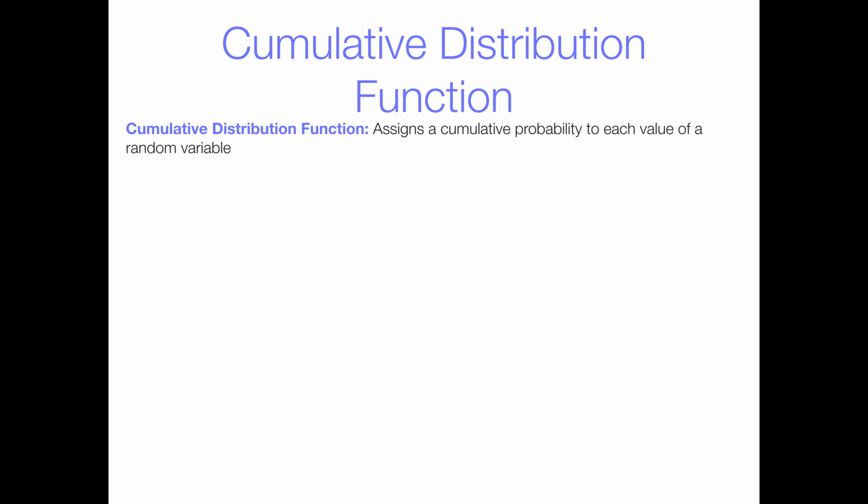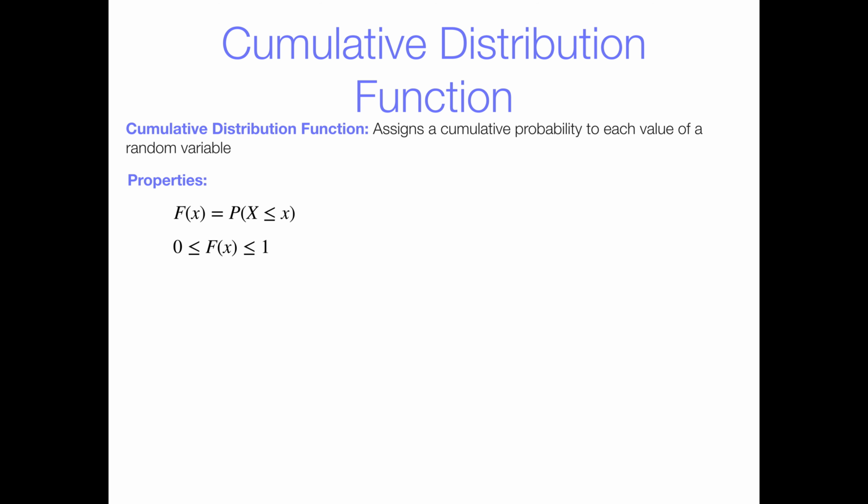Up next, the cumulative distribution function. The cumulative distribution function assigns a cumulative probability to each value of a random variable. So now, new notation and new meaning. Now this is a capital F of x. Lowercase f of x is the PMF. Capital F of x is our cumulative distribution function. And this is equal to the probability that x is less than or equal to some number. So you accumulate probability as you go across your table.